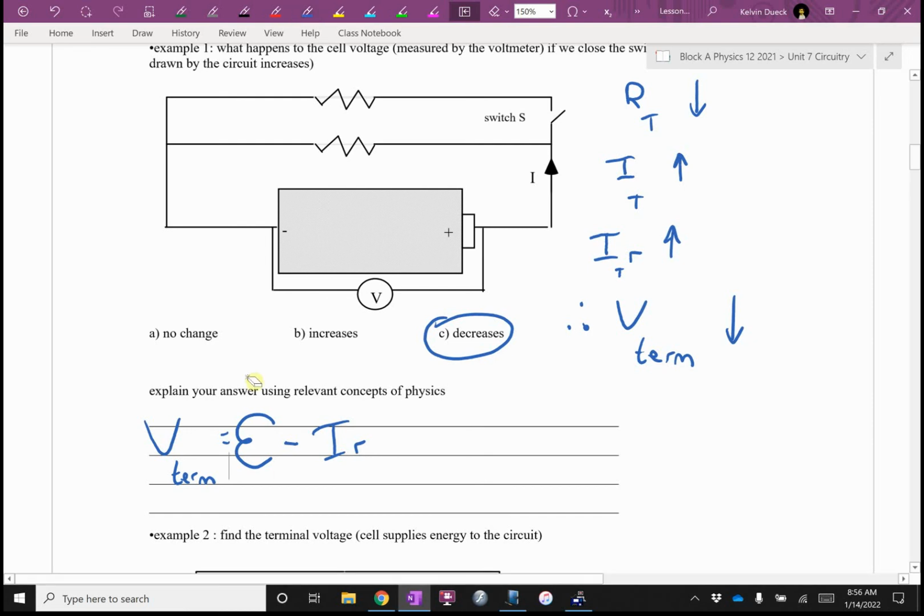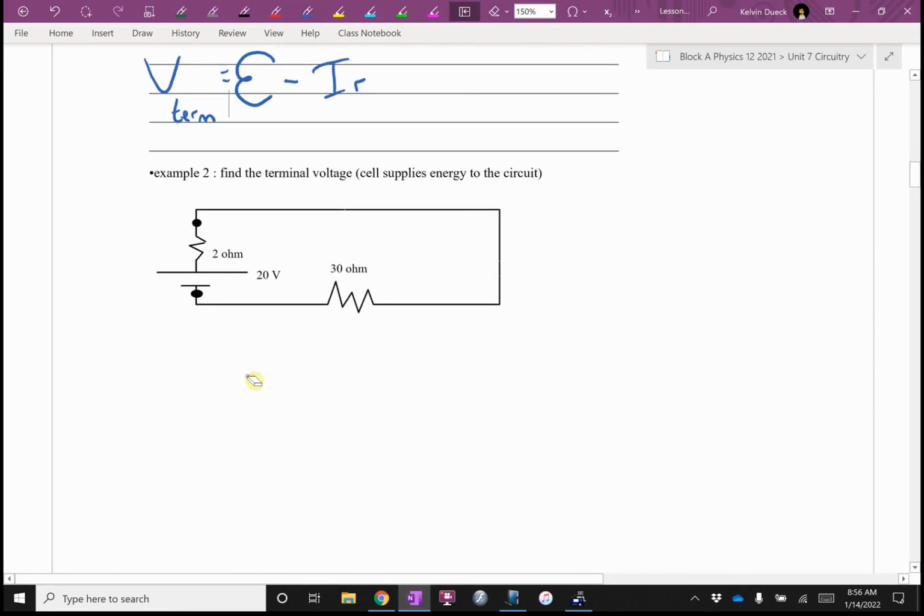Is that all right? So, example 2 says, find the terminal voltage. This is supposed to be an internal resistor. I didn't do the dotted lines, but I put 2 big dots there to say, hey, that's the poles of the battery. It says, find the terminal voltage. The cell supplies energy to the circuit. So the EMF, the maximum theoretical voltage, is 20. That's what's printed on this battery.